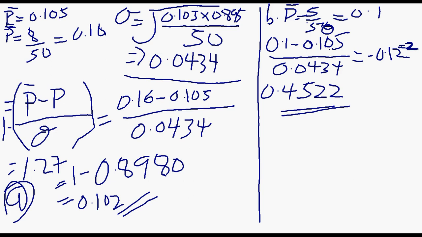So now P bar will be equal to 5 over 200. Sorry, 5 divided by 200, which is 0.025. So this will be our new P bar.